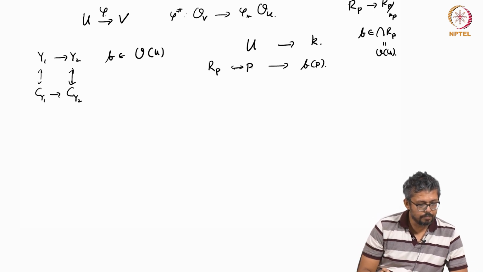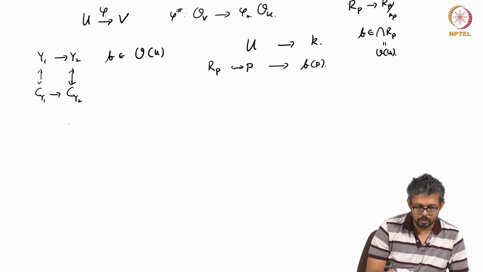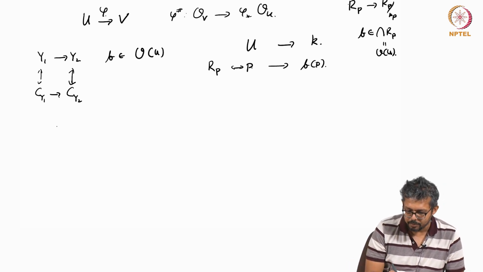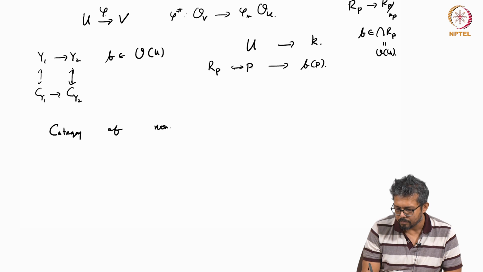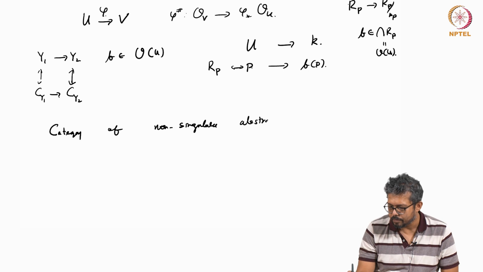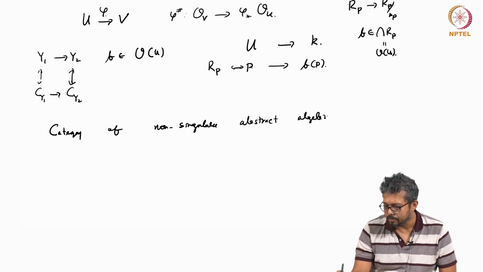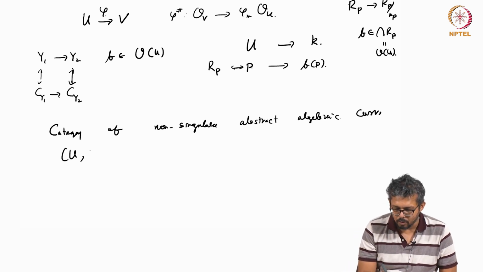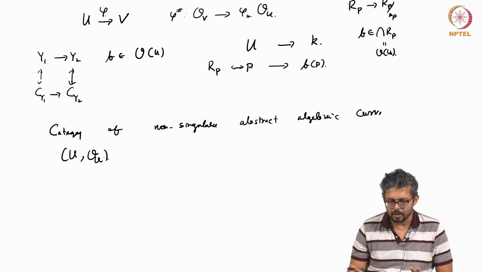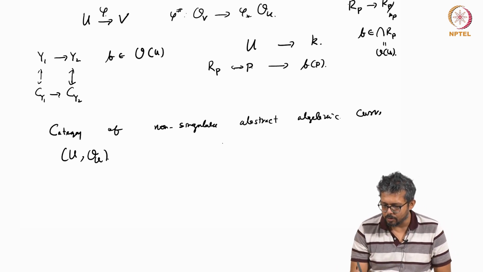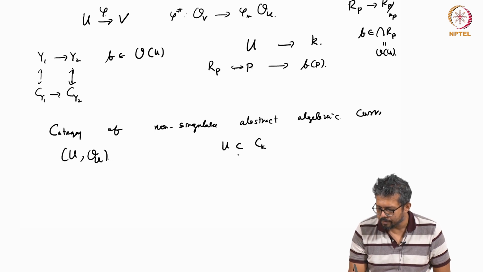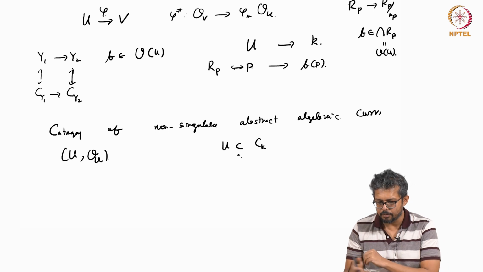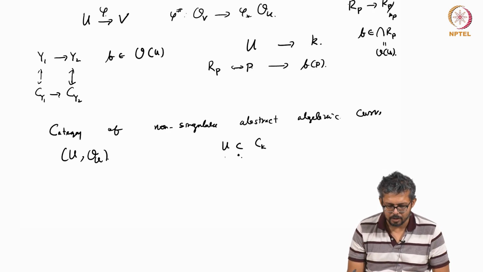So now you have this category. What I am saying is that this category of non-singular abstract algebraic curves, you denote it by U and O_U, where U is an open subset in C_K, and O_U is the intersection of the DVRs.